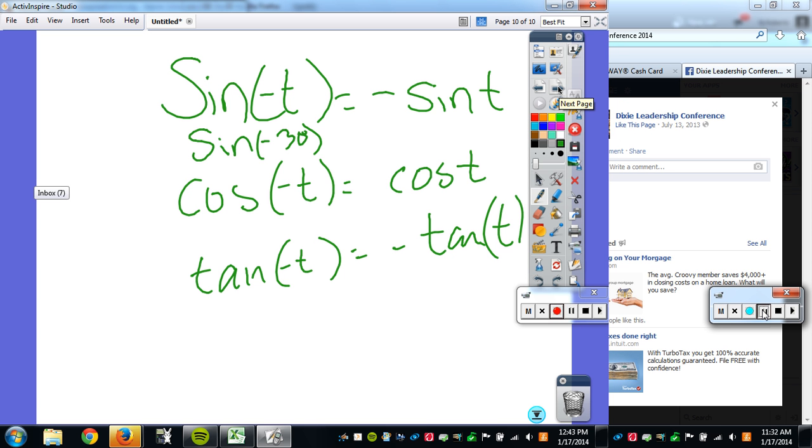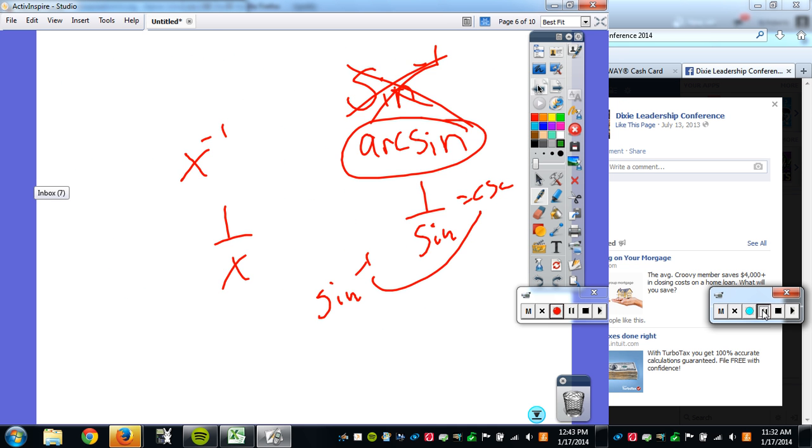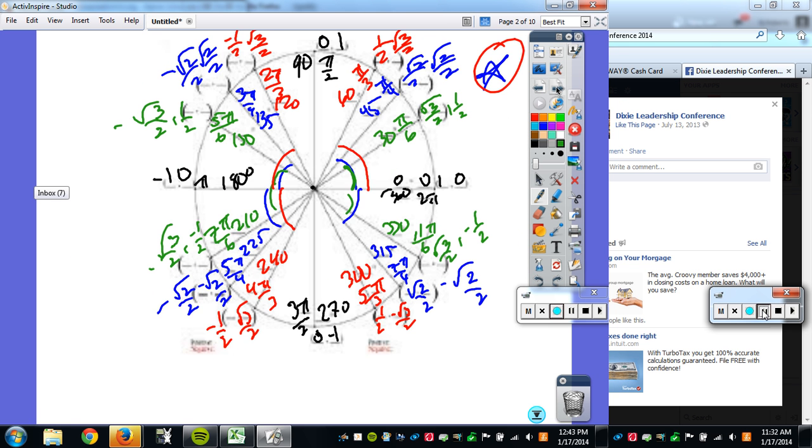Okay, now why does cosine absorb the negative? Well, let's go back over. So, cosine of 30, cosine of negative 30. Look, aren't their x values the same? Yes. Cosine of negative 90, cosine of 90. Their x values are the same because we're looking at the x values. Hence why cosine absorbs it.